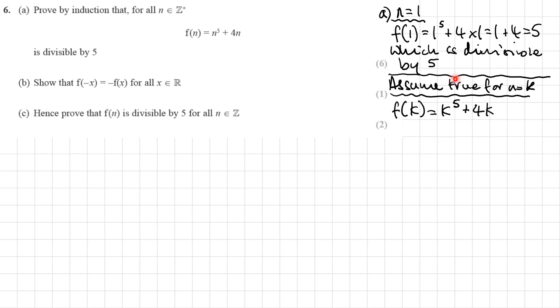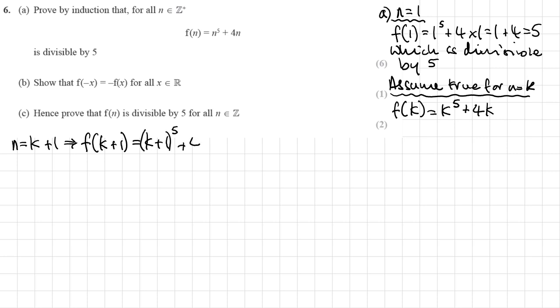Step number 3 is our inductive step. Let's get rid of that line there. This is where we see what we get for n equal to k plus 1. So that would be f of k plus 1, and that will be (k plus 1) to the power 5 plus 4(k plus 1).